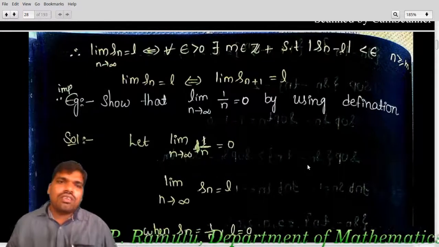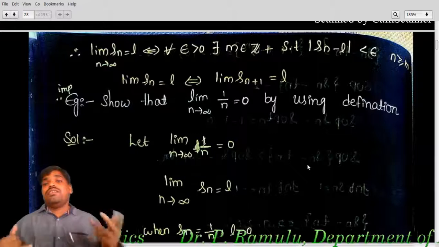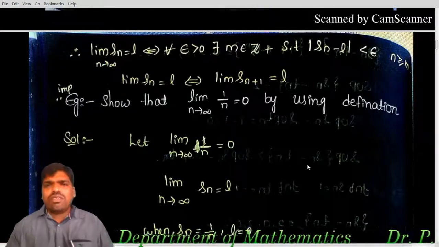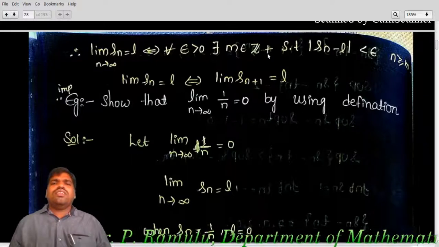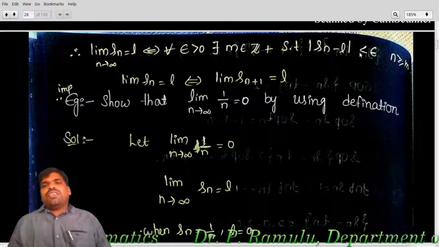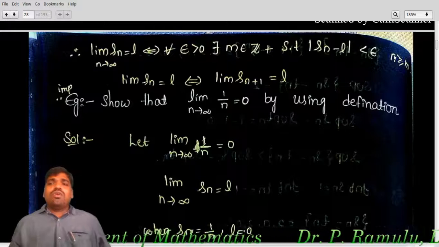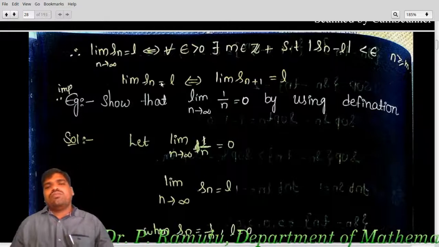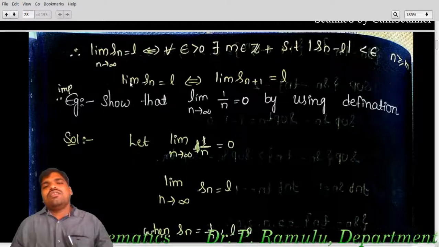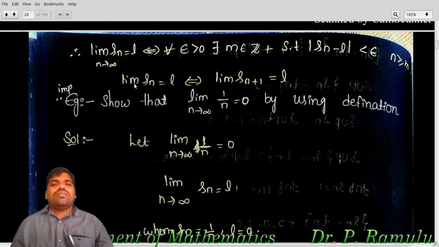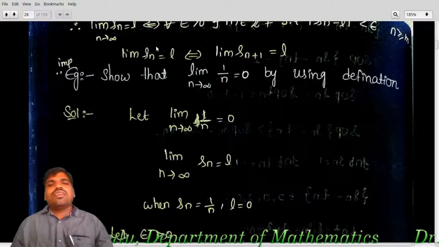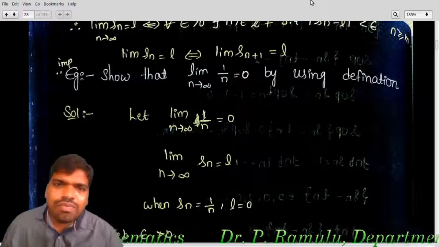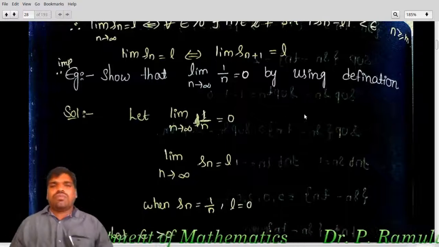Okay. Limit of S_n equal to L if and only if, as I just now explained, for every epsilon greater than 0 there exists M belonging to the natural numbers such that |S_n minus L| is less than epsilon for all n greater than or equal to M. This thing I will explain later. Both are the same.